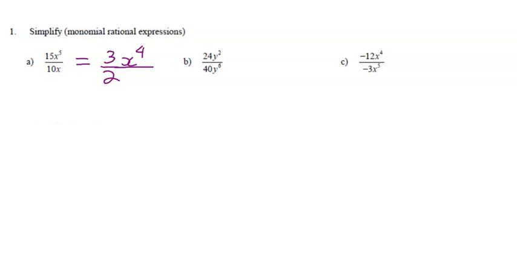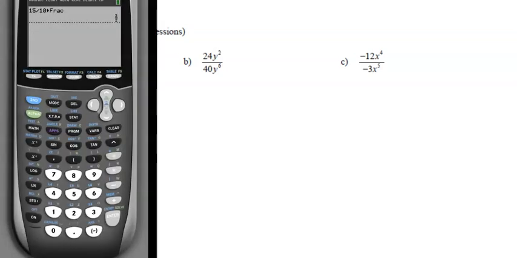24 over 40. Okay, so same deal. You can use your calculator. 24 divided by 40, math, enter, enter. 3 over 5.